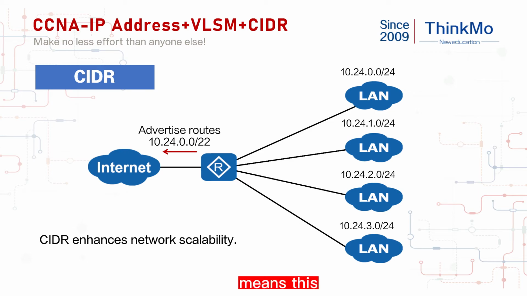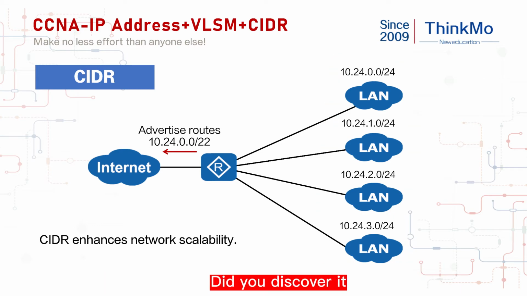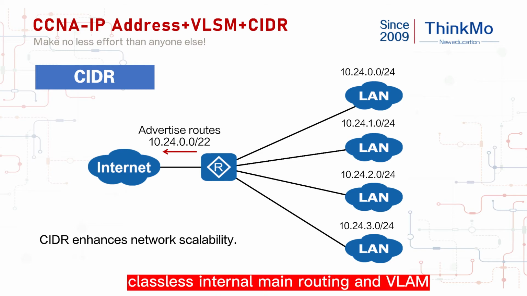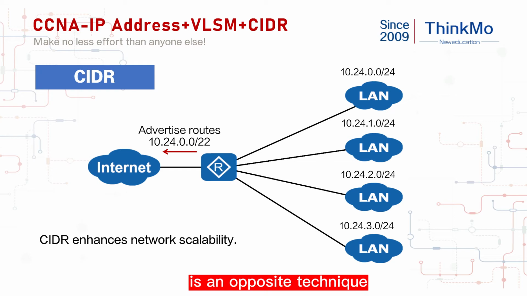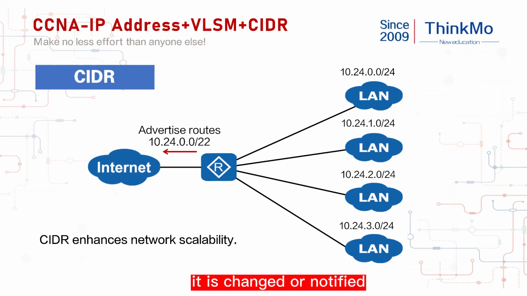Now everyone can see it summarizes the network segments on the right. Did you discover it? Classless Inter-Domain Routing is an opposite technique to VLSM. The network segment itself had a 24-bit mask, which is changed. Finally, a summary was made, aggregated into 22 bits.